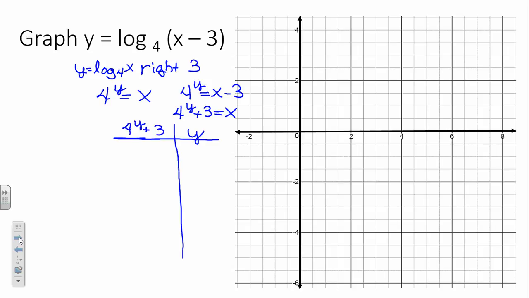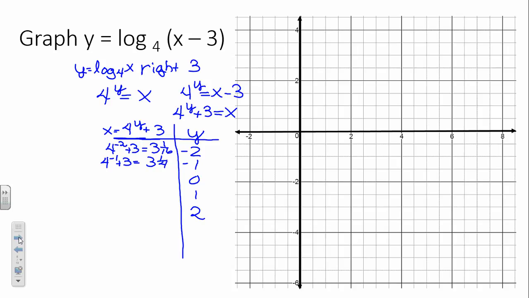Okay, so we'll try negative 2, negative 1, 0, 1, and 2 again. And now we're going to plug numbers in. So 4 to the negative 2 plus 3. We said 4 to the negative 2 is 1 16th. 1 16th plus 3. So a little more than 3. Negative 1. 4 to the negative 1 plus 3. 3.25, 3 and 1 fourth.